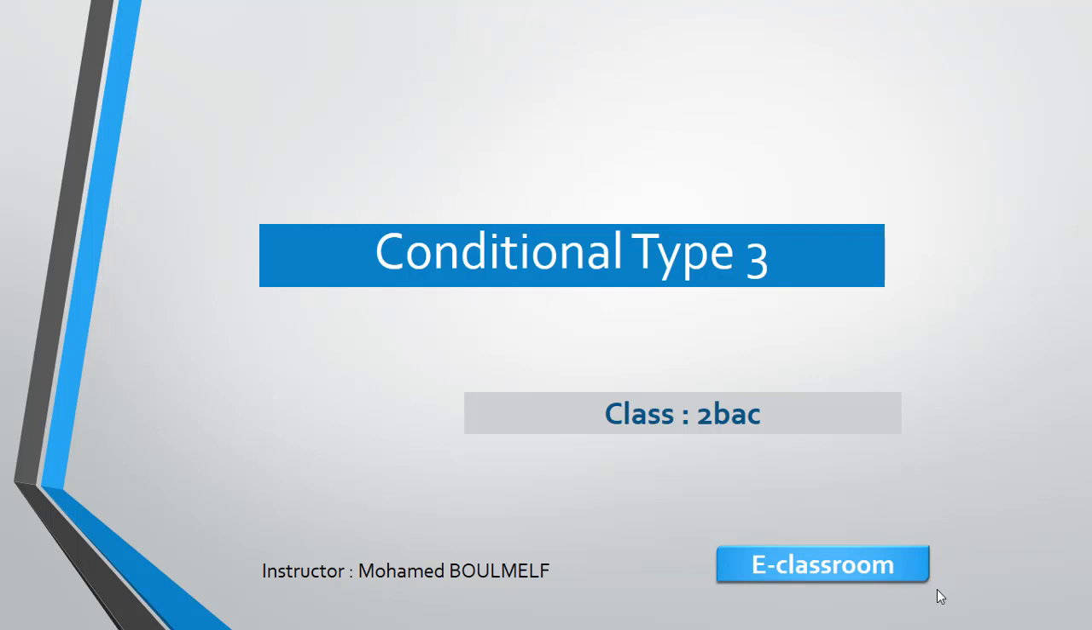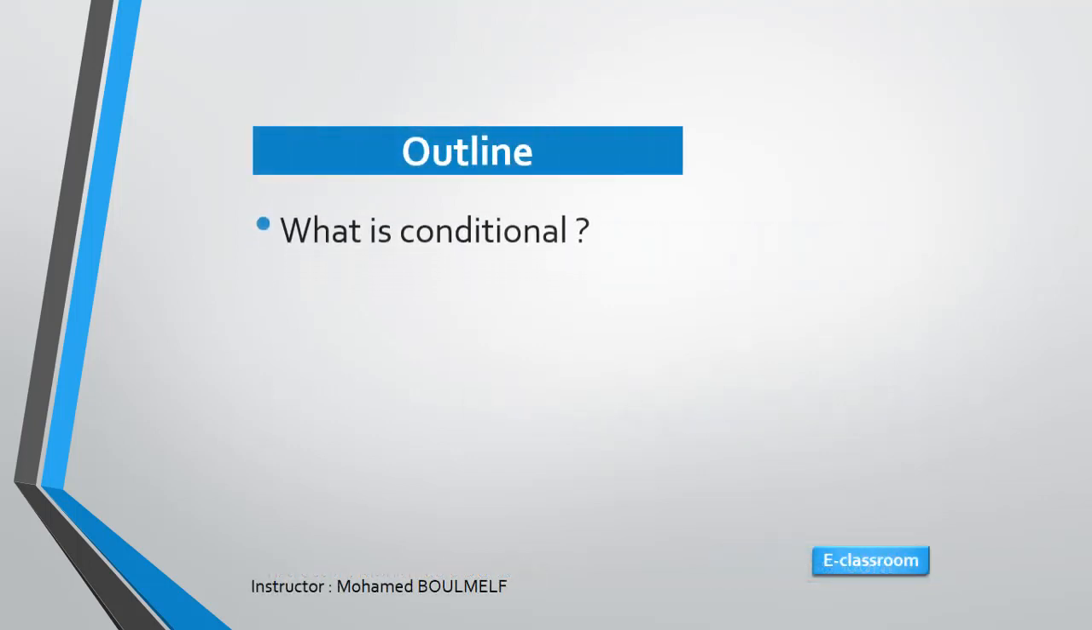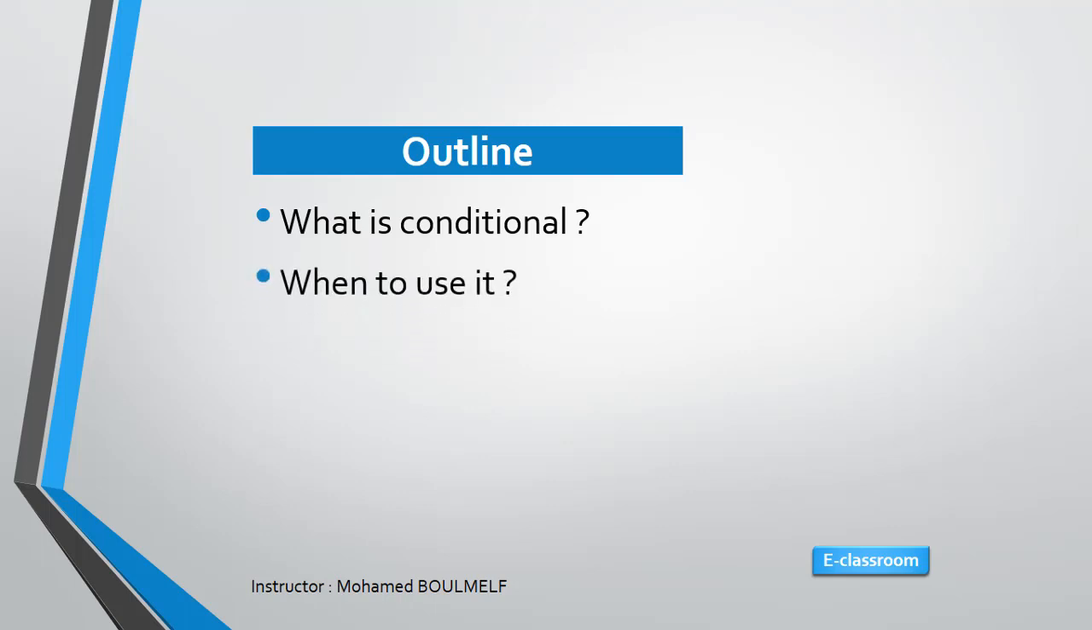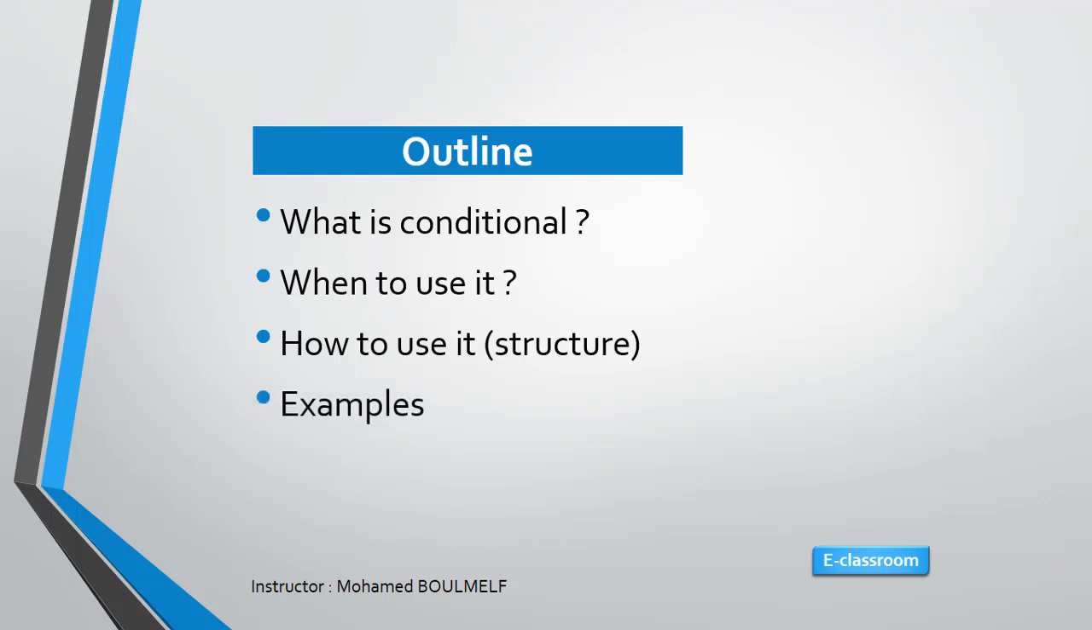Today we're going to talk about conditional. Some of you have got the notion of conditional, okay? So here is the outline of the lesson. First, we're going to see what is conditional and come up with a definition. We're going to learn when to use it, I mean the situation where we can apply and implement conditional type 3. We're going to see the structure and the rules. Again, we're going to have some examples for further explanations and more clarifications. Finally, we're going to go to a practice phase, some exercises.